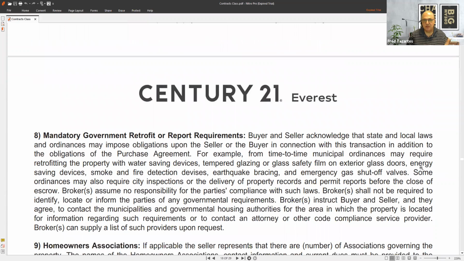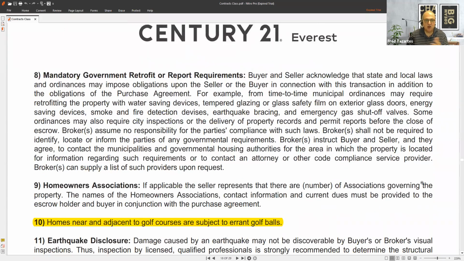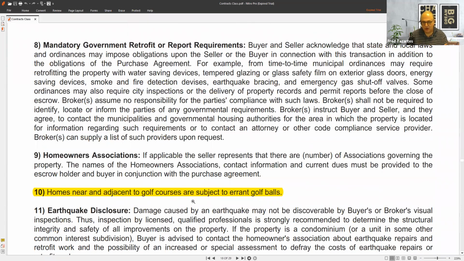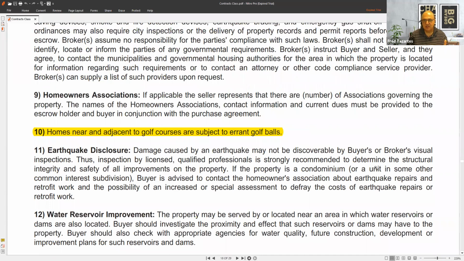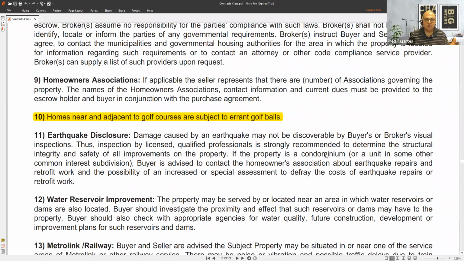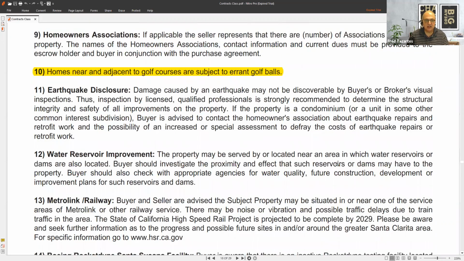Mandatory government retrofit and report requirements. We saw that up again in the SBSA. Homeowners Association. We only have a one-liner, but again, it's the same thing. If you live near a golf course, you may be hit with golf balls. Earthquake disclosure. NHD is going to tell you, yes, there are earthquakes. Just depends. Are you on liquefaction ground? Other things. Do you want to get earthquake insurance? Does your condominium take care of it? Different areas to look at.